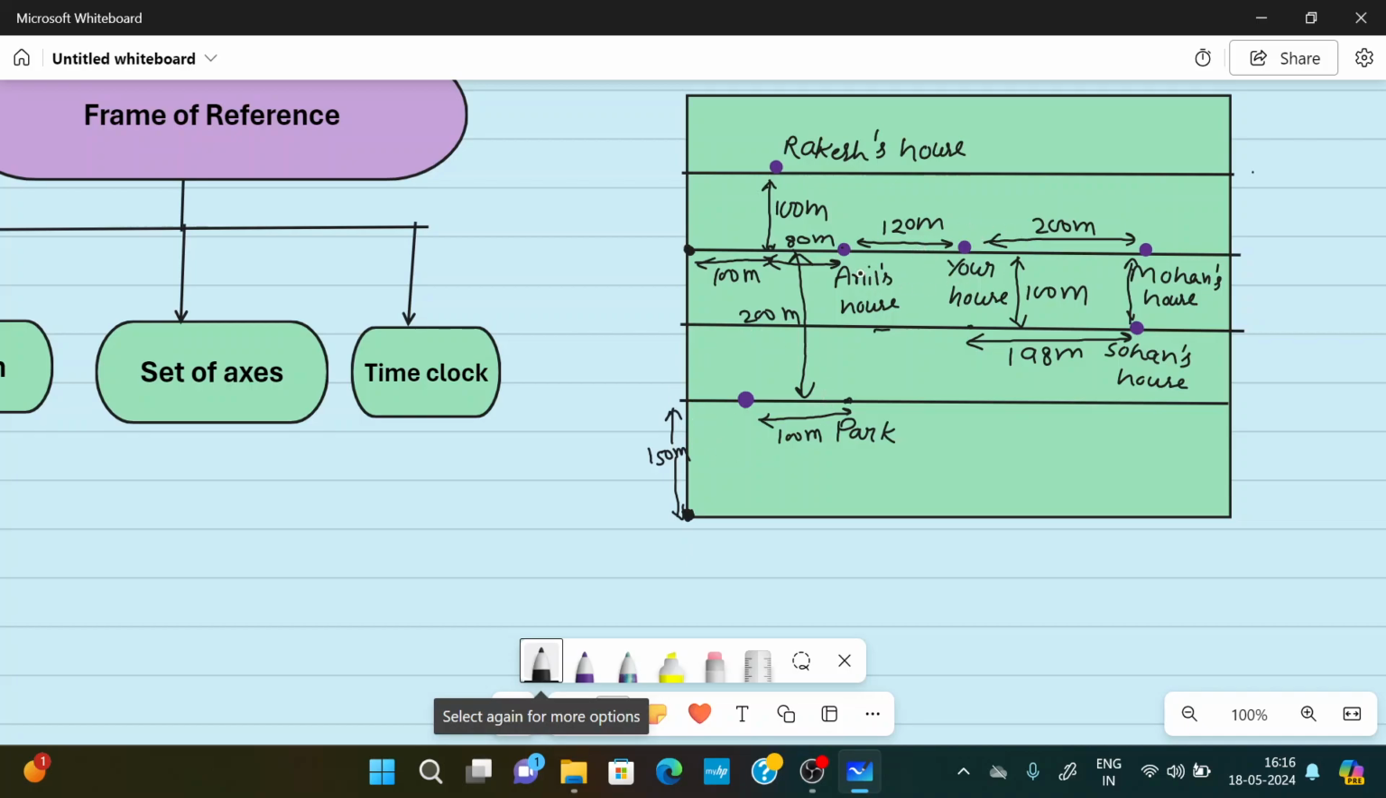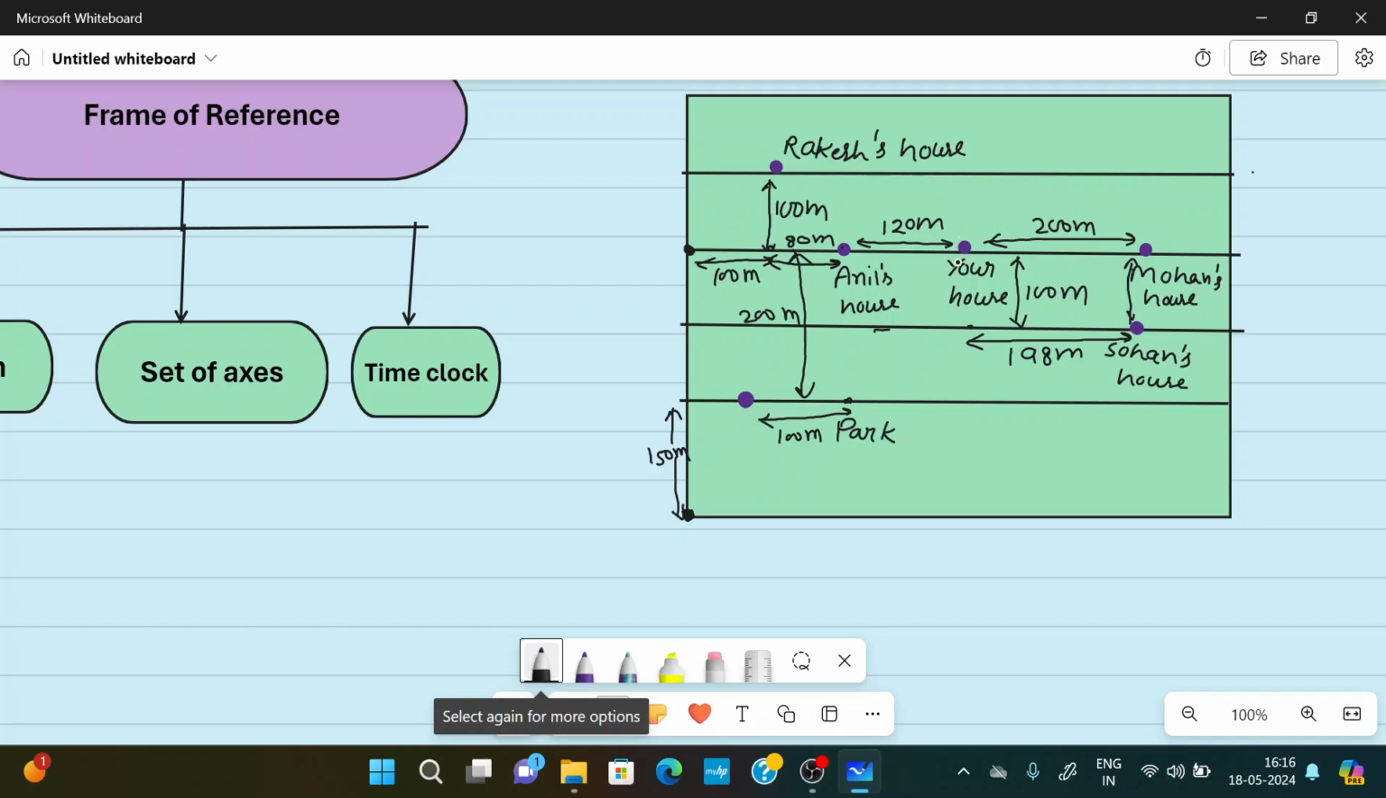Now you want to invite your friend Anil to your house. Then how do you describe the position of your house to Anil? You will say that my house is 120 meters right of your house. Now in the second case, if you want to invite your friend Mohan to your house, then how do you describe the position of your house to Mohan? You will say that my house is 200 meters left of your house.